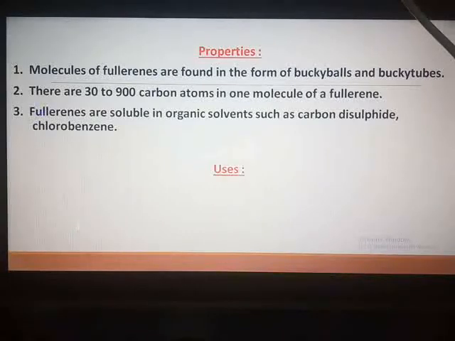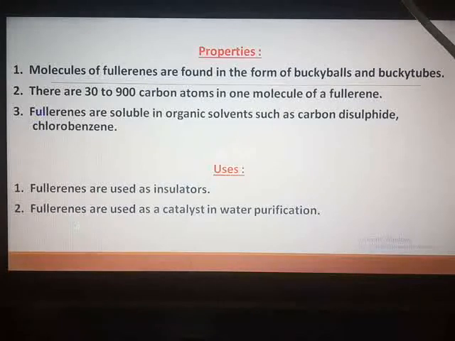Uses for fullerene are: first, they are used as insulators, that is the substances which do not allow the current to flow through them easily. They are used as a catalyst in water purification. You all know the meaning of catalyst: a substance which by its mere presence alters the rate of a chemical reaction, means it allows the chemical reaction to take place at a faster rate without interfering with the reaction. That is known as catalyst.